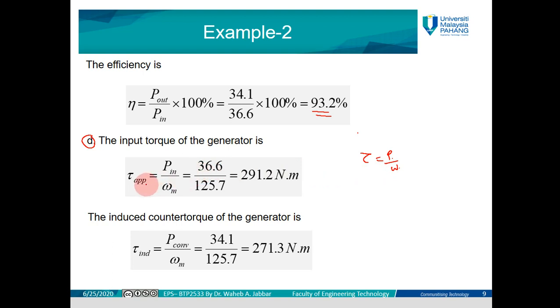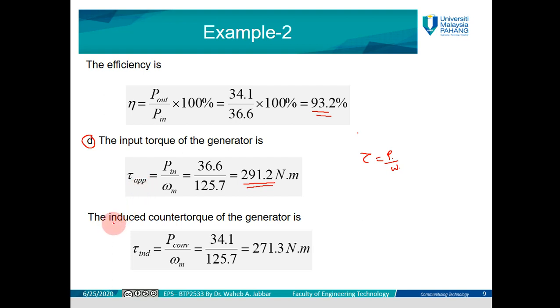So the applied torque here represents the input torque from the prime mover to the generator. So it can be calculated by considering the P in value. The P in here is 36.6 and the omega M is 125.7, which we already calculated before, so it gives you the applied torque or the input torque of the generator. This torque will be converted into electrical power later on.